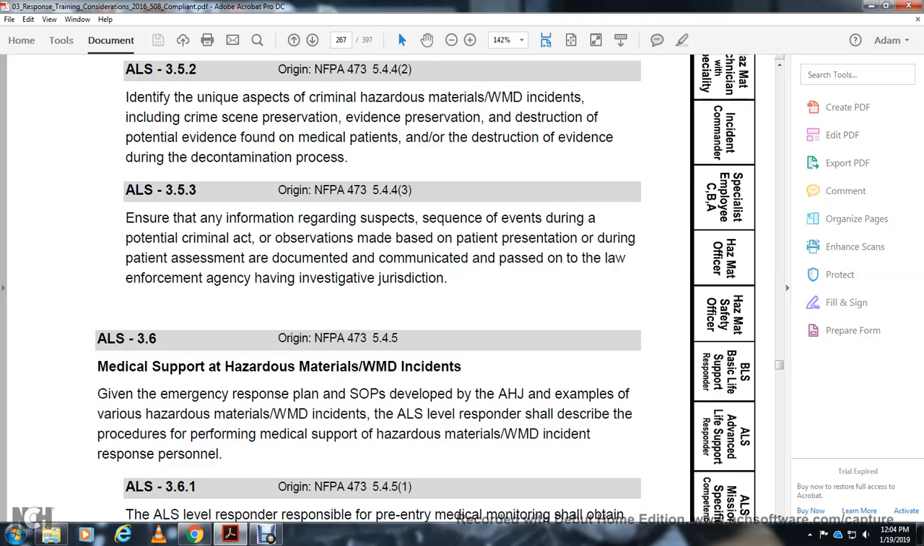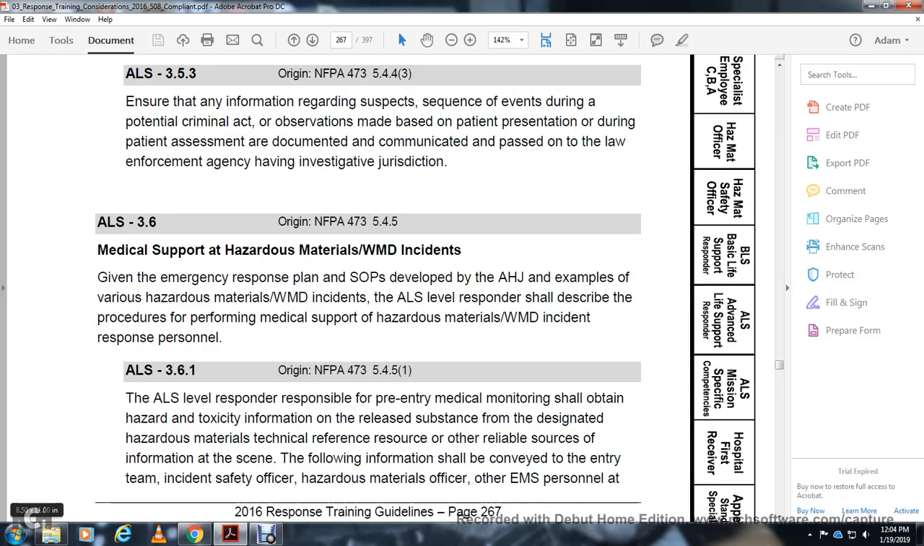Medical support for hazardous materials weapon of mass destruction incidents needs to follow the emergency response plan and standard operating procedure developed by the authority having jurisdiction. Given an example of a hazardous materials weapon of mass destruction incident, the authority at the advanced level of life support shall describe the procedure of performing medical support for hazardous materials weapon of mass destruction response personnel.